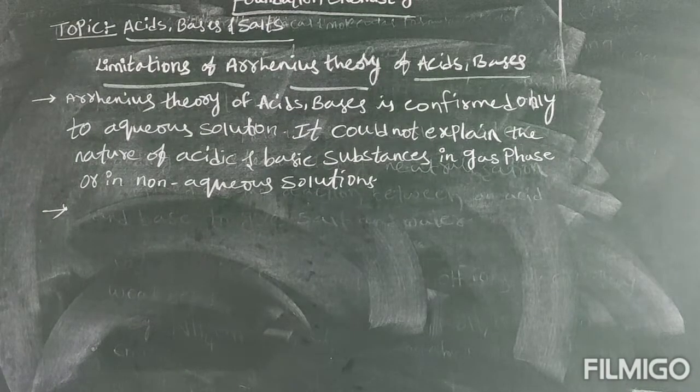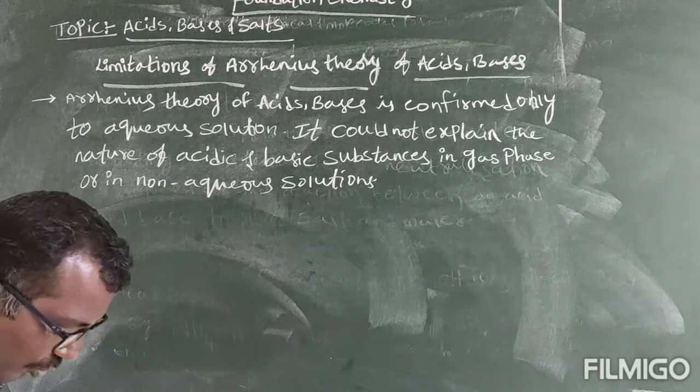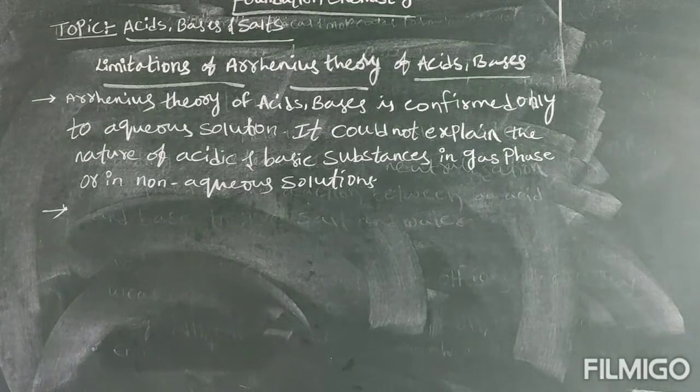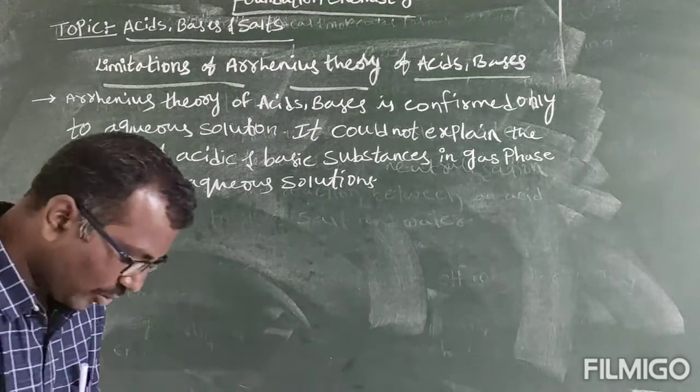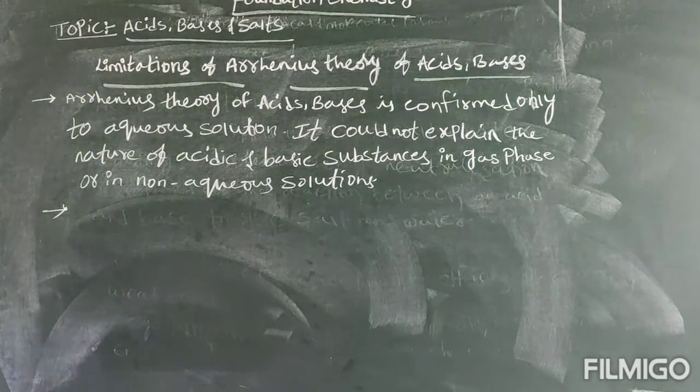But truly, now the 21st century chemists have said very clearly that there is no contribution of H plus ions in an acid. That is, the independent existence of H plus ions is not possible. They always form H3O plus ions only in aqueous solutions. This is also a limit.